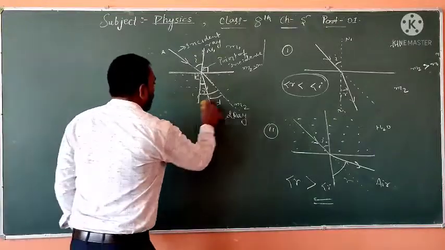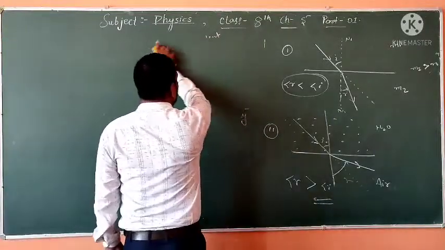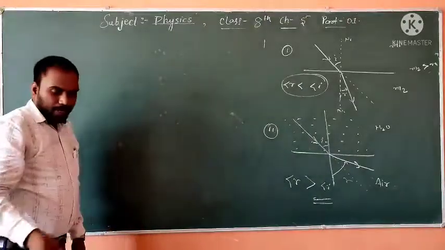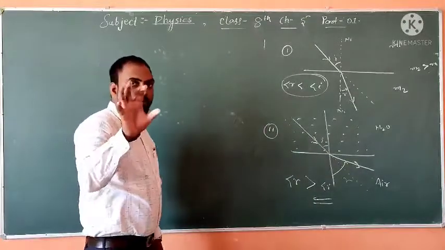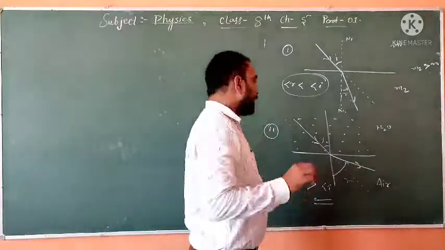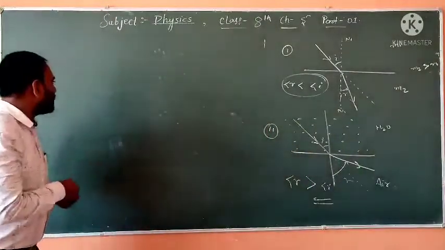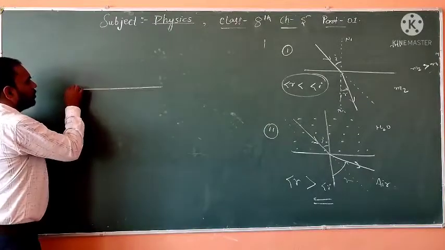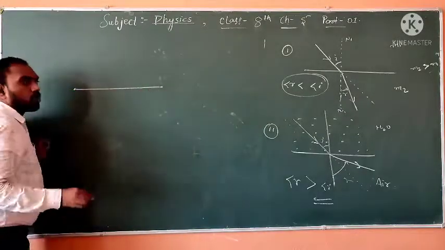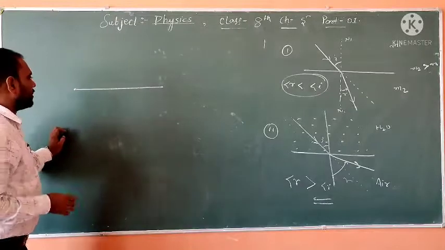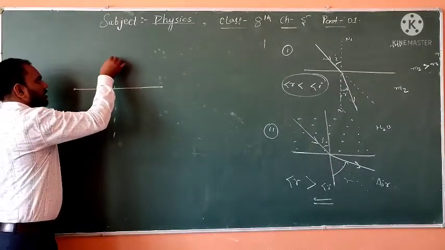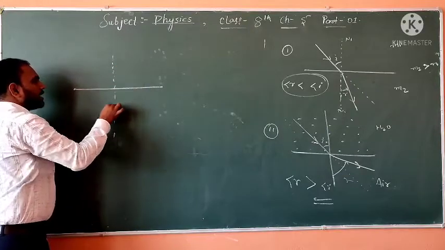Now I am coming to the next point: what happens if the angle of incidence is 0? As we know, the angle of incidence is the angle between the normal and the incident ray. This is called the angle of incidence.